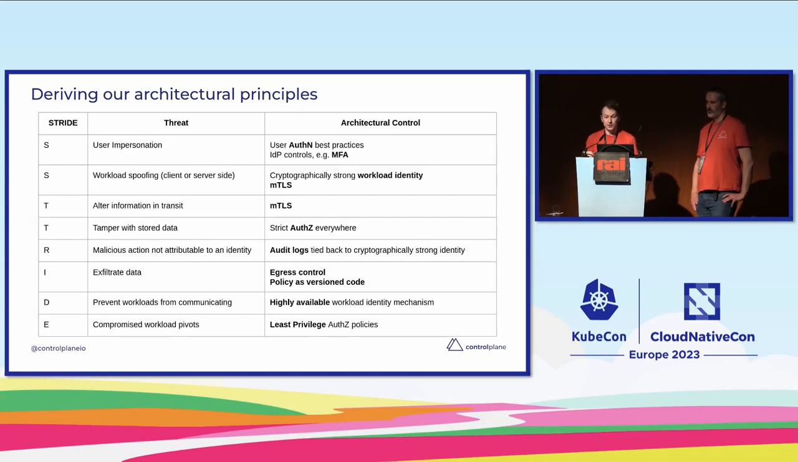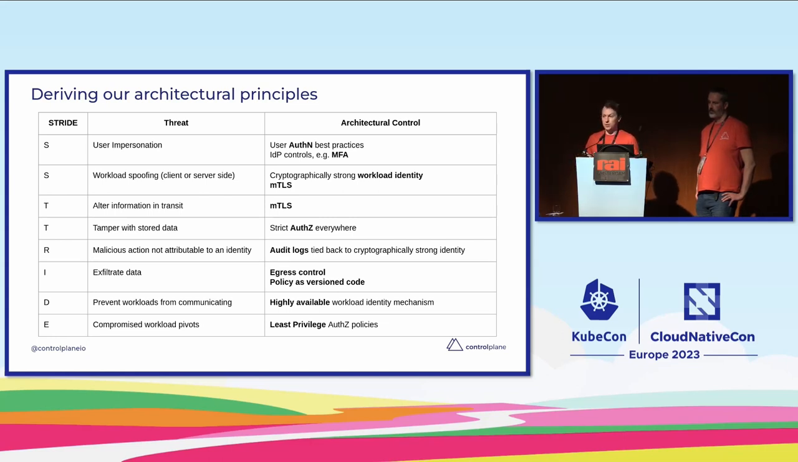A really easy way to do this is draw a table. Threats down the left, high-level architectural controls on the right. So we'll go through this line by line. Spoofing, first of all, user impersonation. Like I said, we're focusing on workloads in this talk, so we won't go into too much of the cool stuff you can do in the zero trust space around users. We're focusing on workloads. However, we need to be cognizant of the controls there, so user authentication and authorization best practices and establishing provenance of our users.